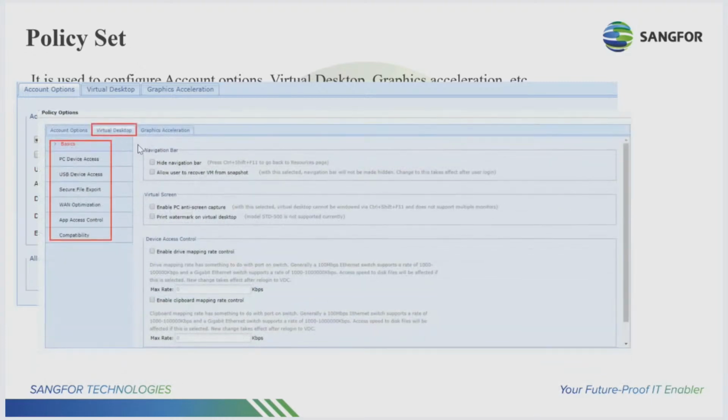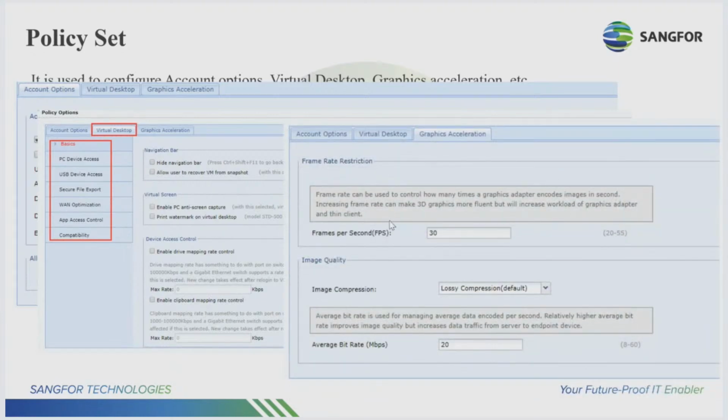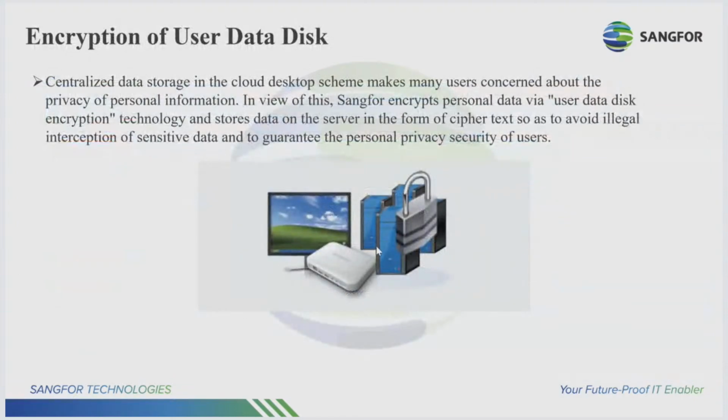And for the virtual machines, actually all security policies we can see from here. Like we can do the PC device access, USB access, and we can audit your file export. We can do the application control. And this is for graphics acceleration. If we use GPU virtualization, you can see it from here. And the encryption of user data disk. Yeah, this is to keep more security for your data. We can encrypt your disk.